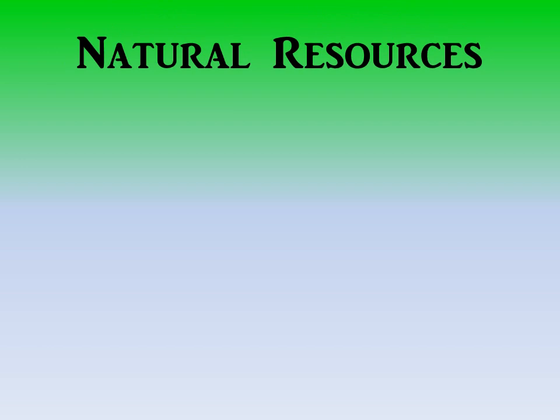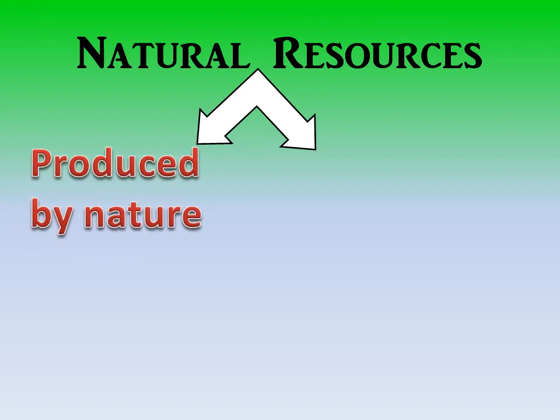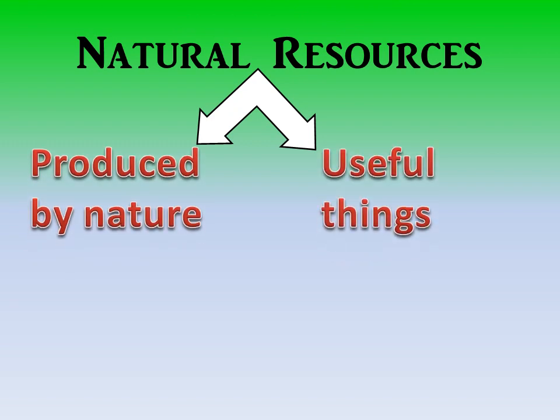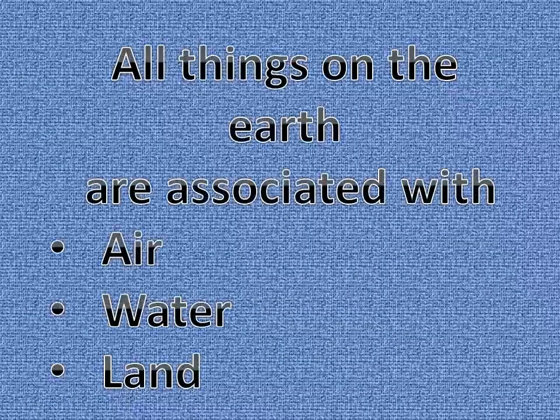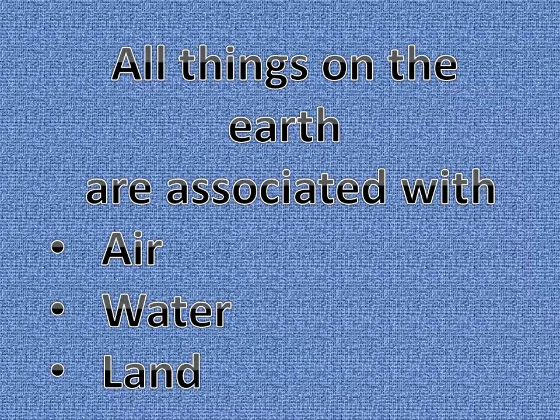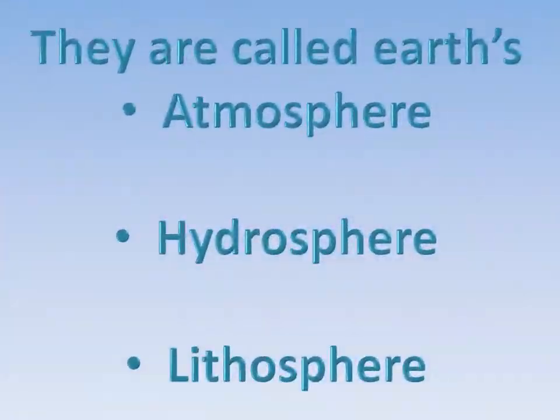Let's see what our chapter name is: Natural Resources. Natural means produced by nature, and resources are useful things. Natural resources are things produced by nature for survival and for use of living things. All things on the earth are associated with air, water, land. They are called Earth's atmosphere, hydrosphere, lithosphere.